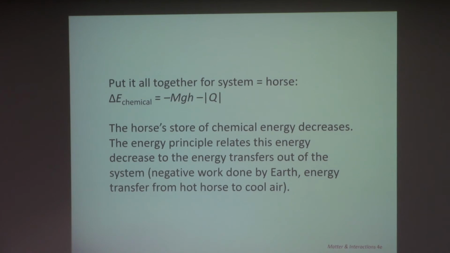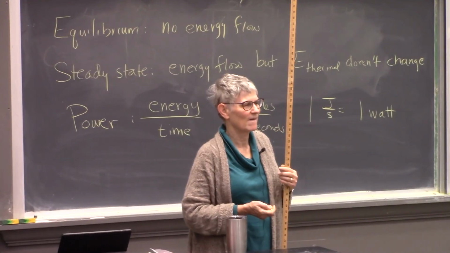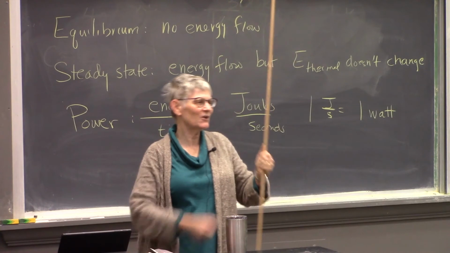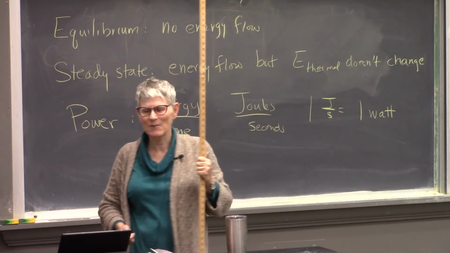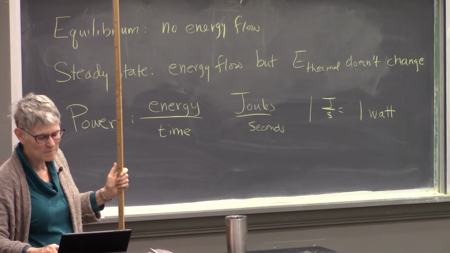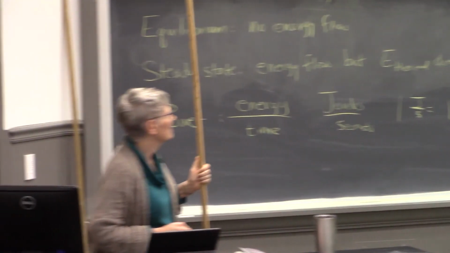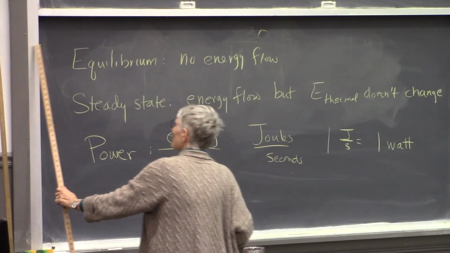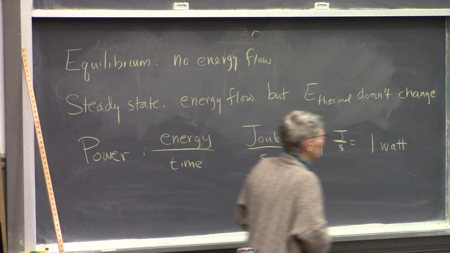what would be different if we chose the whole universe as the system? That's a big step up. Okay, the horse and the earth and the air. How about that? And the ground. Okay? So, what happens?